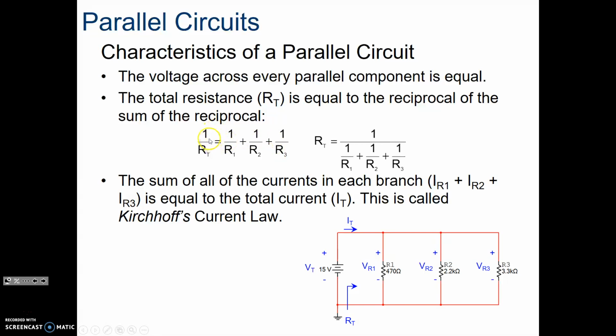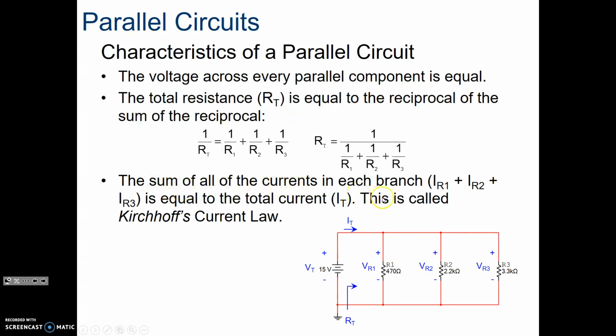It's the 1 over the total resistance to figure out the total resistance. So it's 1 over RT is equal to 1 over R1 plus 1 over R2 plus 1 over R3. Or if we rearrange it mathematically to get the total resistance, it's 1 over the 1 over 1 over 1 over. This is what I want you to write down.